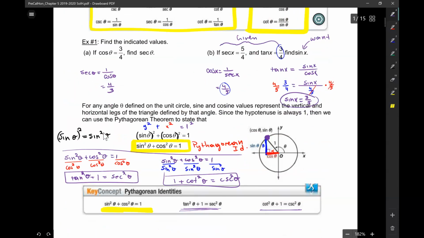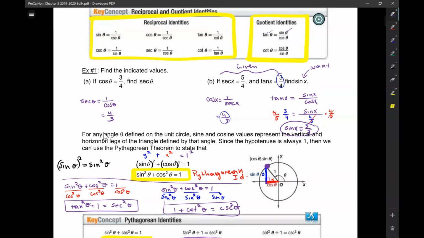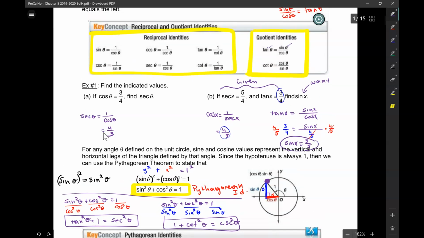I could use any of these identities to do this. More often than not, you're going to have more than one choice, okay? So I need an identity that relates cotangent to either sine or cosine. Now, look at this one. This one relates cotangent to cosine and sine. But of the 3 players in that identity, I'm only given cotangent and I have 2 unknowns. So that's not a good one to use.